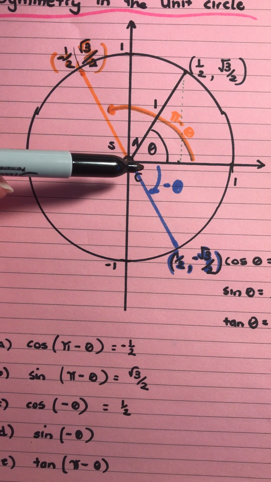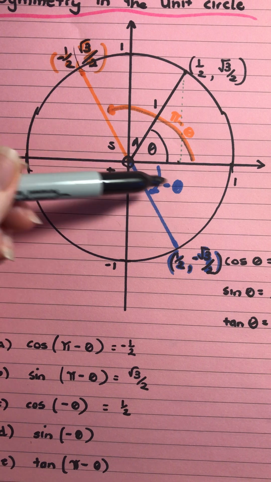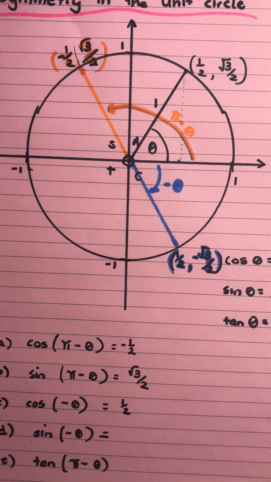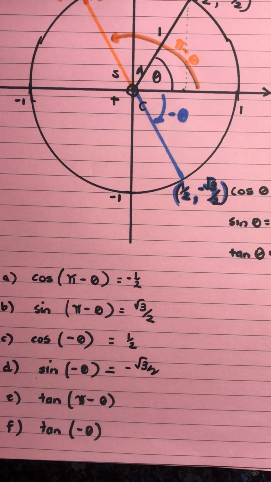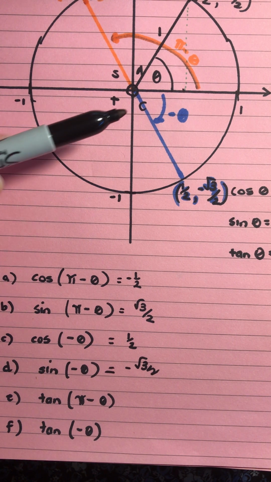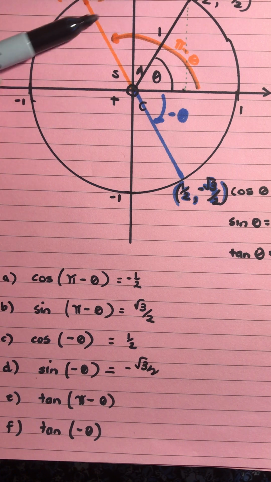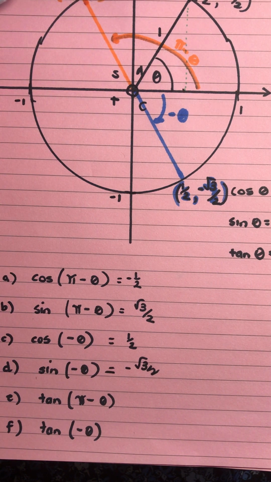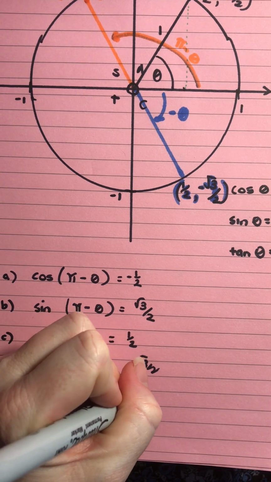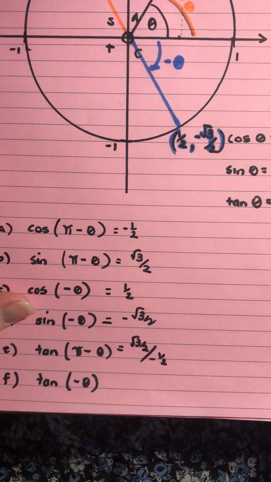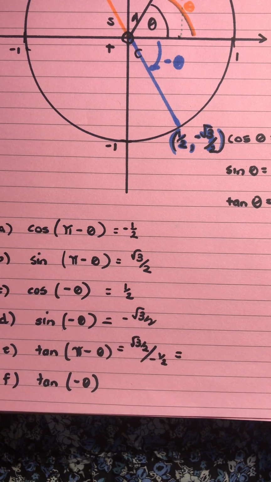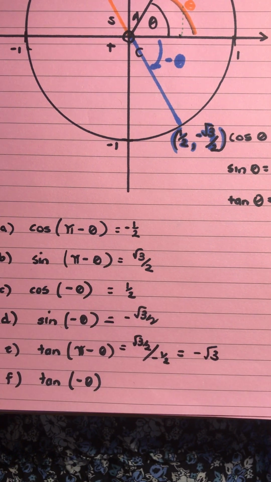However, when we look at sine of negative theta, in that quadrant sine is negative, so we would expect our answer to be negative, and when we look at our y coordinate, it's going to be negative root 3 on 2. Then when we get into our tan, that's where we're looking at our opposite over adjacent. So when we're looking at the one of pi minus theta, it's up here. So our opposite over adjacent is going to be our y over x. So we've got root 3 on 2 divided by negative a half. When we divide by negative a half, it's the same as multiplying by 2. So we end up with negative root 3.